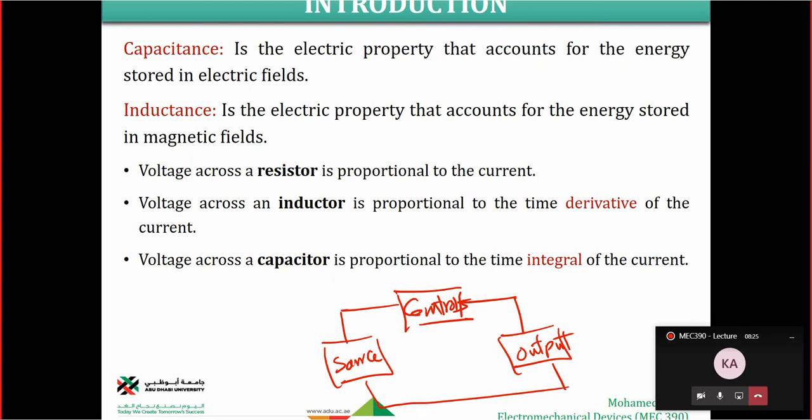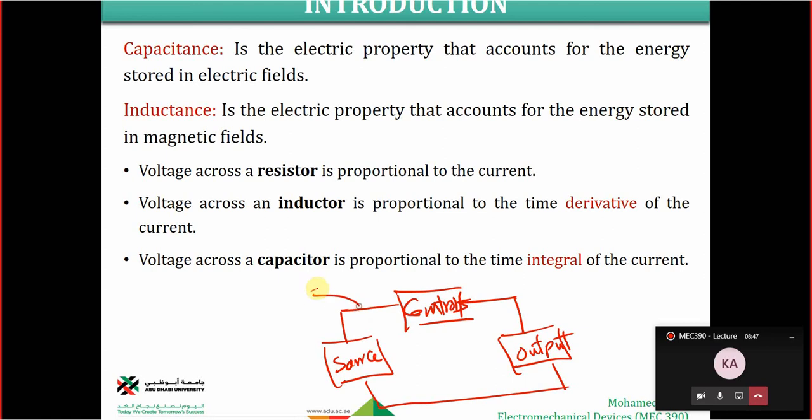Generally, we build an electrical circuit for this reason: to operate something, to give output power to an output electrical element. This electrical element could be a lamp, a fan, or an electrical motor. So you're going to set up, for example, an electrical circuit to operate an electrical motor. But this electrical circuit should include some elements.